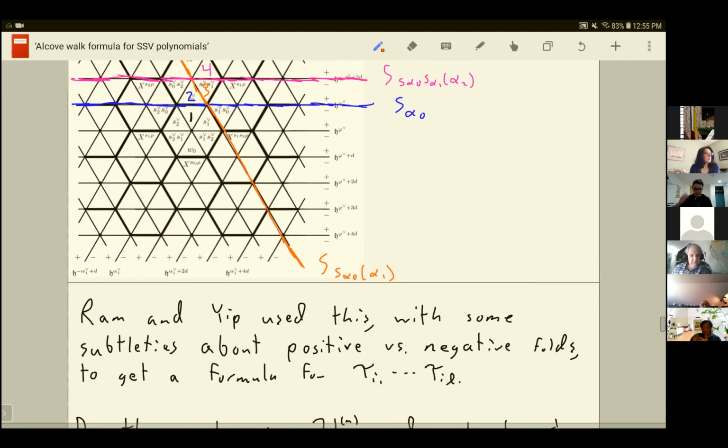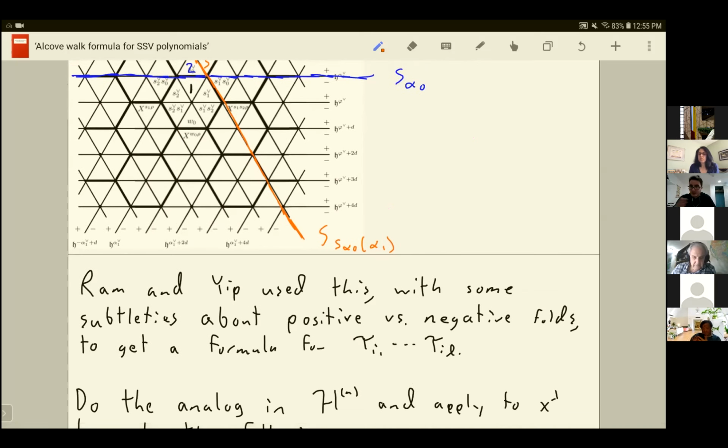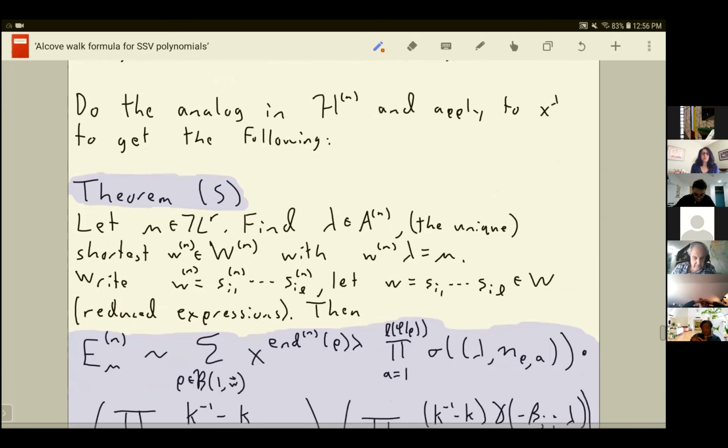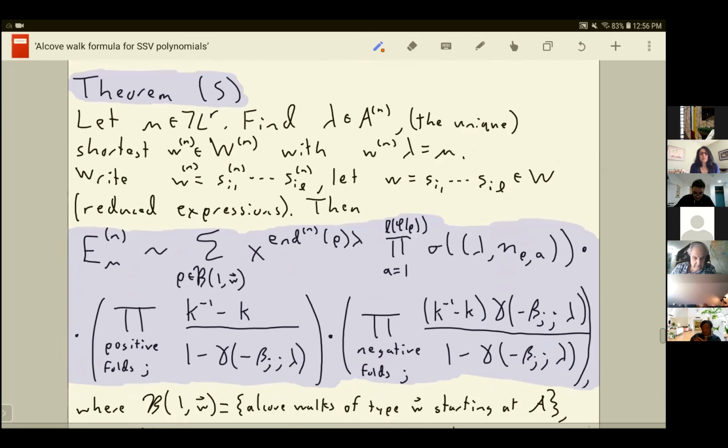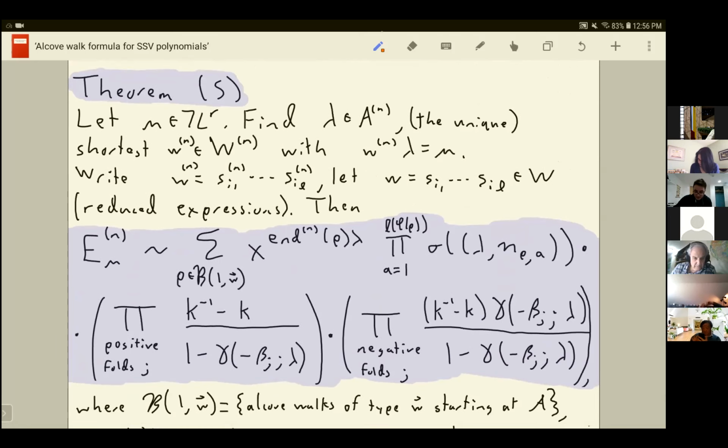But okay, so the point is Ram and Yip used a principle similar to this, with some subtleties about positive and negative folds, to expand the intertwiner formula, the product of intertwiners. So let me just write down what that looks like in our setting, in the SSV setting. There's a lot of notation here that I have not yet defined. What we're going to do is start with some mu, and write it as mu equals some element of the n Weyl group times lambda, where lambda is in the fundamental domain in AN.